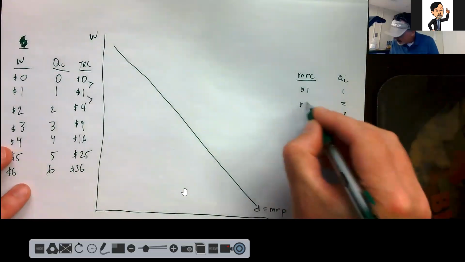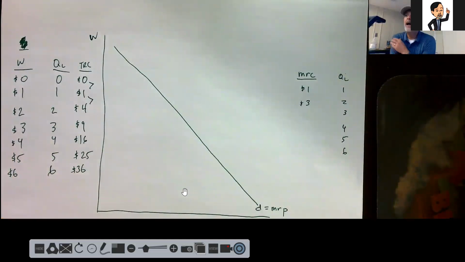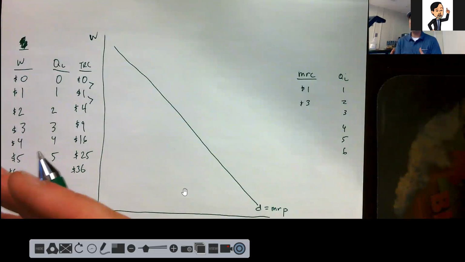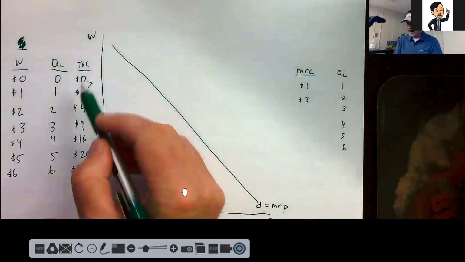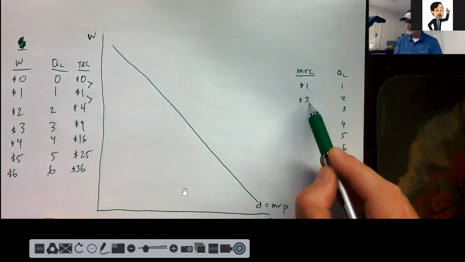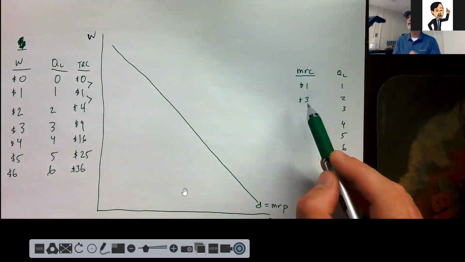$3. Wait a minute. On that last graph that we saw in the perfectly competitive market, I paid all my workers the exact same amount. So MRC was a constant horizontal straight line. In this case, in order to hire more units of labor, what do I have to do? I have to raise the wage rate, which means that every time I raise the wage rate, my marginal resource cost is going to go up faster. I raised my wage rate by $1. Marginal resource cost went up by $2.